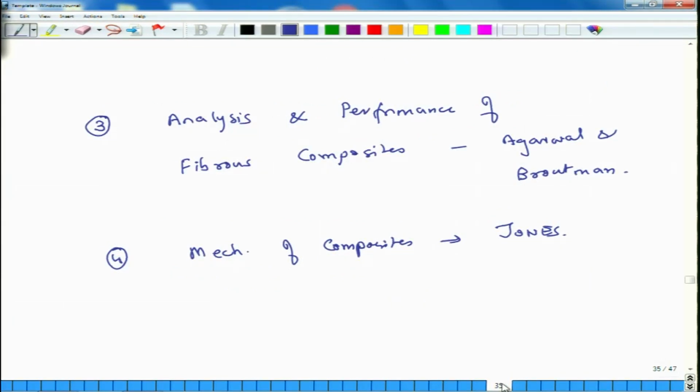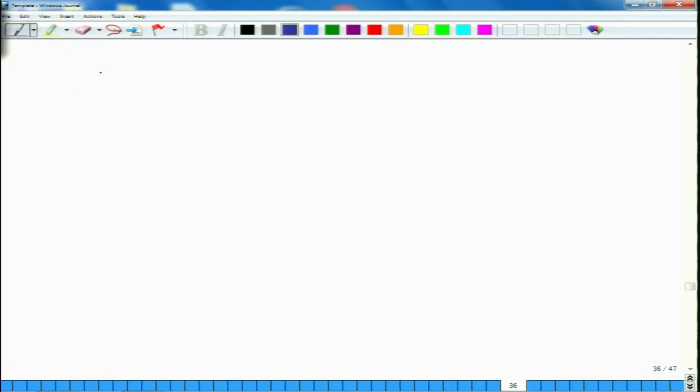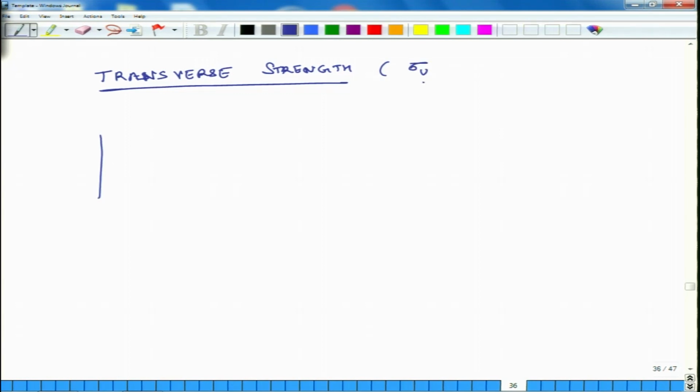Coming back to what we have been discussing, yesterday we just finished discussion on prediction of transverse modulus for composite material. The next logical thing would be at what stress levels do these composite materials break when they are loaded transversely in the tensile direction. So, we are going to talk about transverse strength. Transverse strength. So, what does that mean? And we call that sigma ultimate transverse load in the tensile direction, sigma ut.